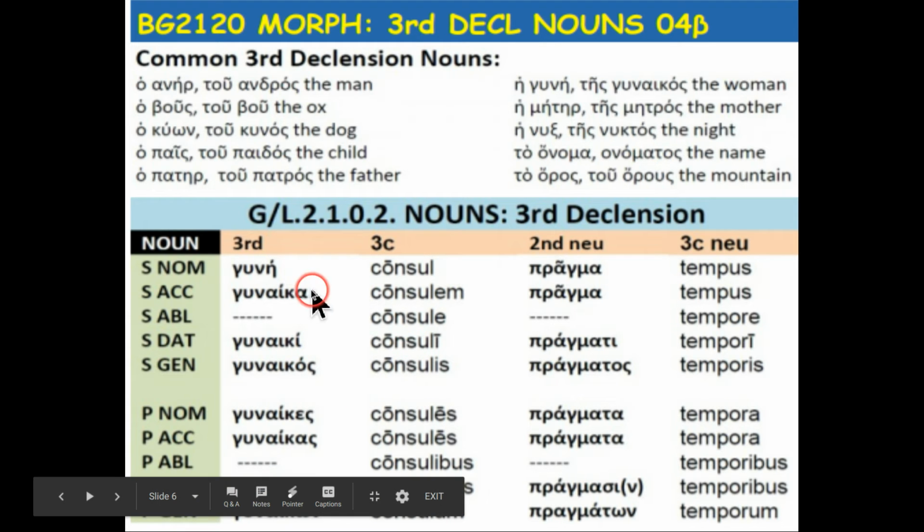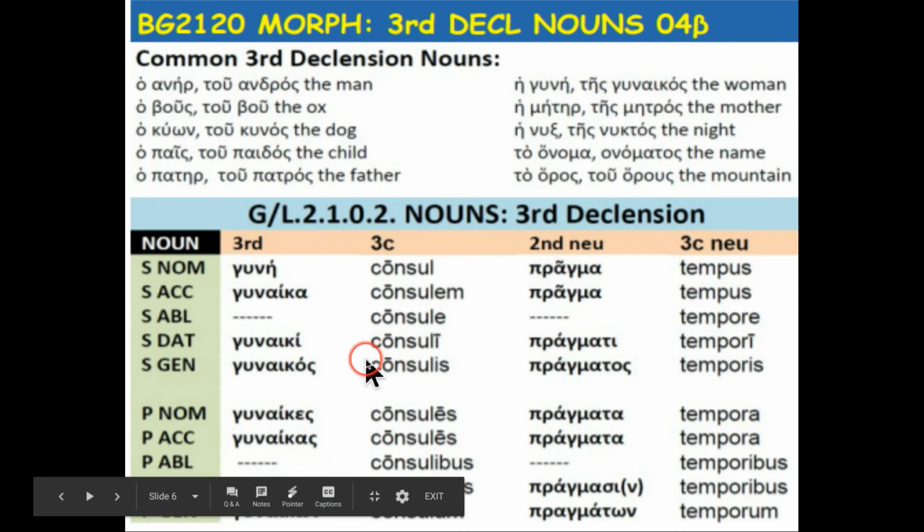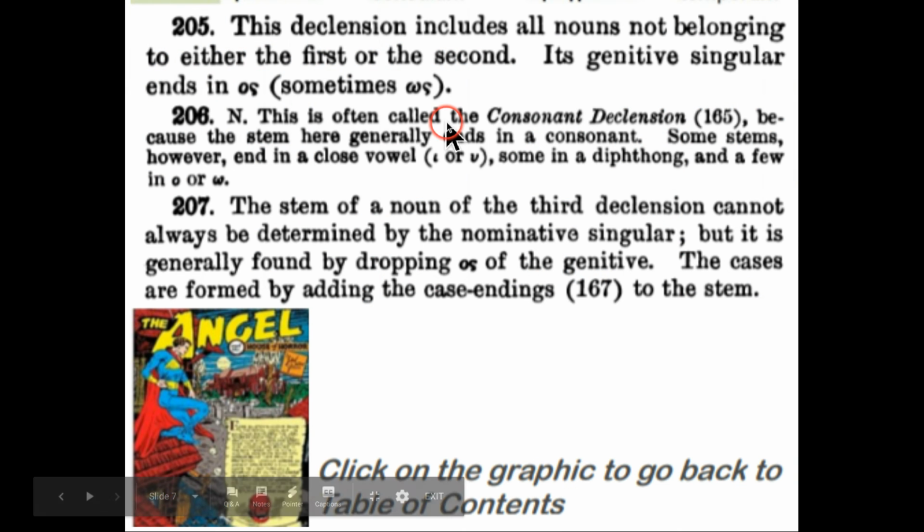Now, there are, of course, some third declensions that will end up with an im or in for the accusative. Those are, generally speaking, if they end in is in the nominative. But for the most part, it's what you would expect for third declension: all nouns not belonging to the first or second. So therefore, the OS, the omicron sigma, is generally going to be what signifies the genitive.